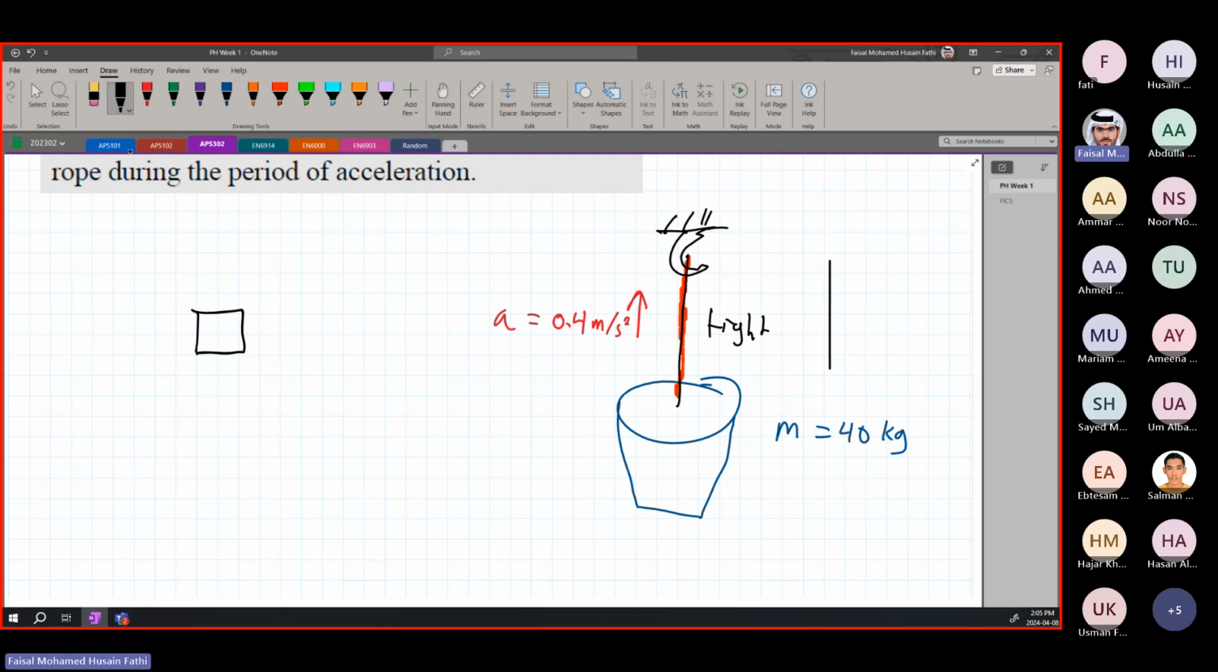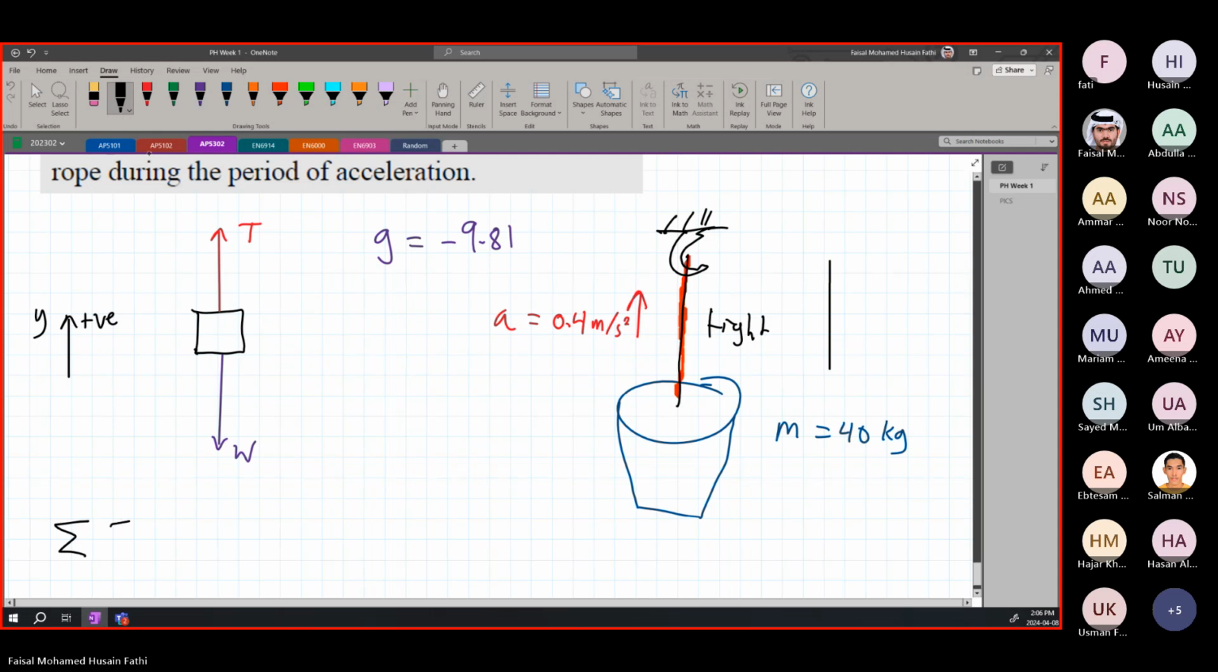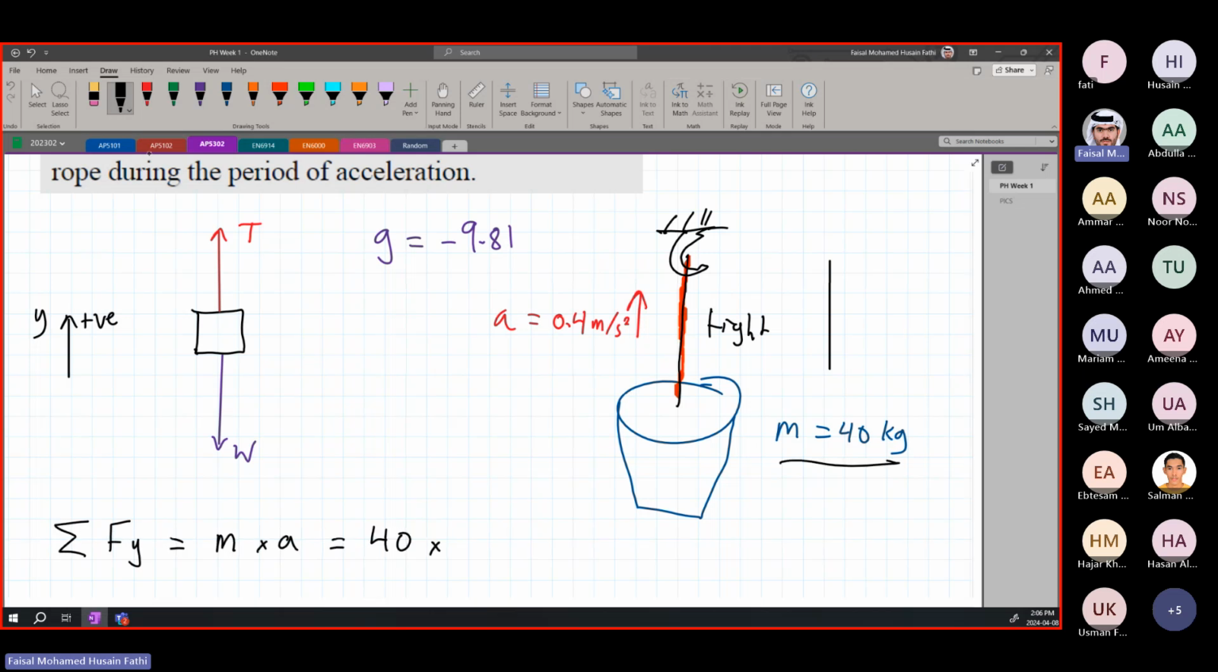We'll draw it as a box just for simplicity. We have a tension force up. We have mg down, or the weight down, which is equal to mg. We know that gravity is equal to minus 9.81 because we are going to consider upwards as our positive direction. And now we have an acceleration as well. So when we find sigma Fy, it is going to be equal to m times a. So it's equal to 40 kilograms, which is given, times the acceleration, which is 0.4, which is also given.